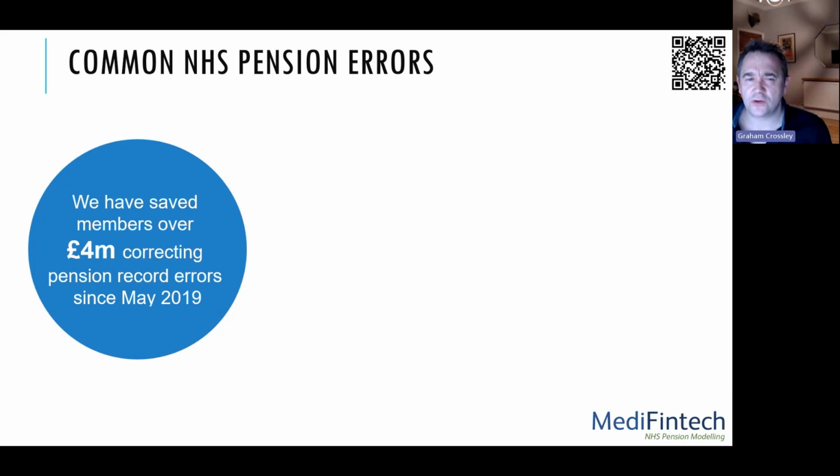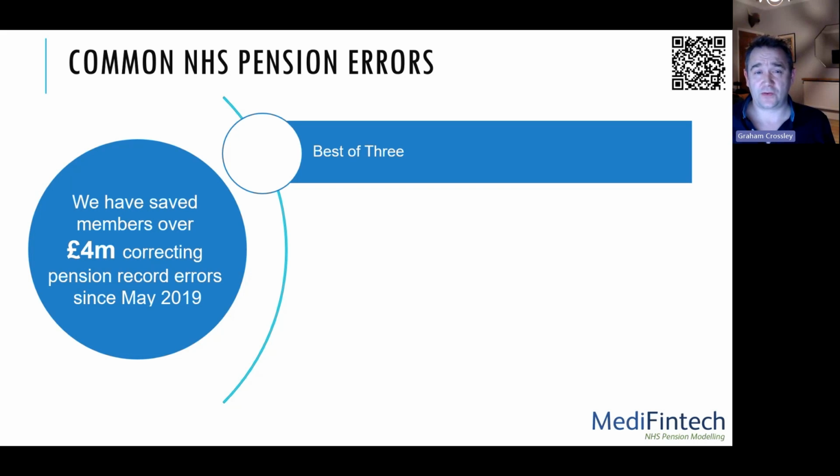We've also seen quite a few errors with regard to pension taxation. I wasn't going to cover this, but we did have quite a few questions come through about annual allowance. So there may be some of you who could have been subject to some of these errors. I'm going to cover them very, very briefly. The QR code there links to a Twitter feed that I did that has more in-depth detail on each of these errors. But we've saved over £4 million now correcting these pension record errors.